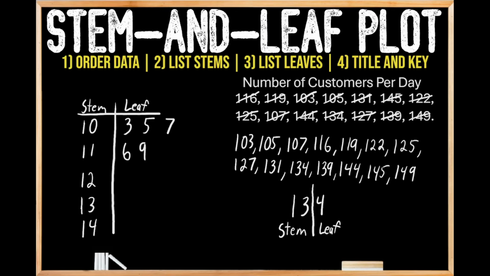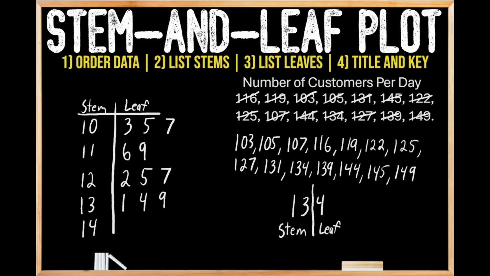And now we're going to move on to our 120s, which is going to be our stem of 12. And first we have 122, which is going to have a leaf of 2. 125 is going to have a leaf of 5. 127 is going to have a leaf of 7. And now we're going to move on to our 130s, which is represented by our stem of 13. 131 is going to have a leaf of 1. 134 is going to have a leaf of 4. And 139 is going to have a leaf of 9.